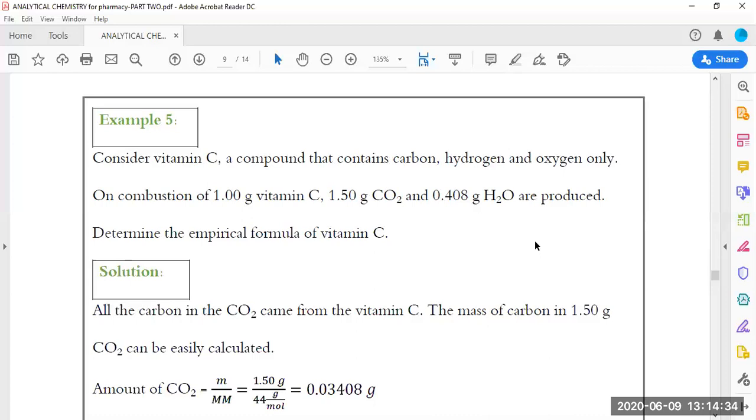And similarly with water, as we did in example 4, you divide 0.408 by molar mass of water, you get a number of moles of water, and then multiply it by 2, because each water molecule giving 2 hydrogens. So you should multiply the number of moles of water by 2 to get the number of moles of hydrogen. And the oxygen, of course, will be the rest of the 1 gram. You have 1 gram.